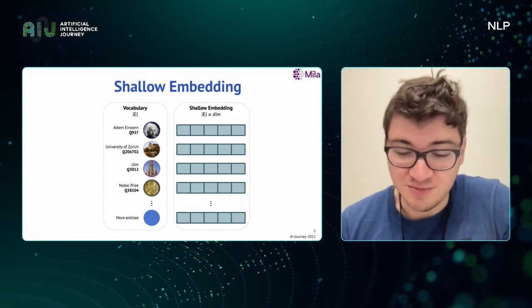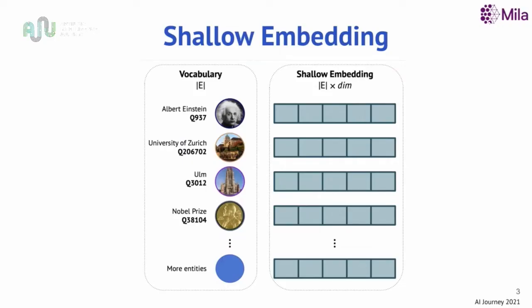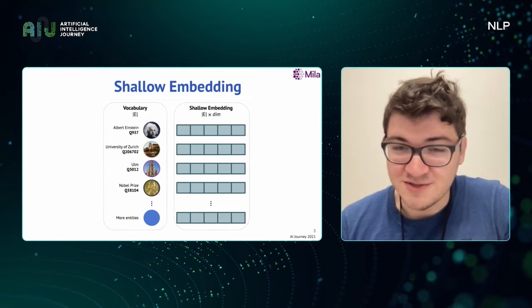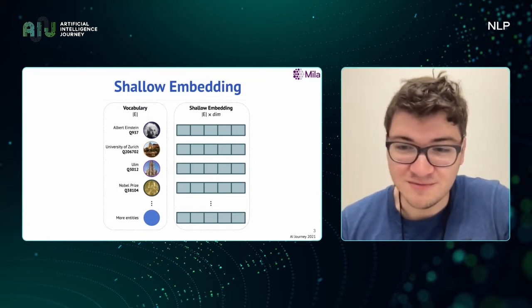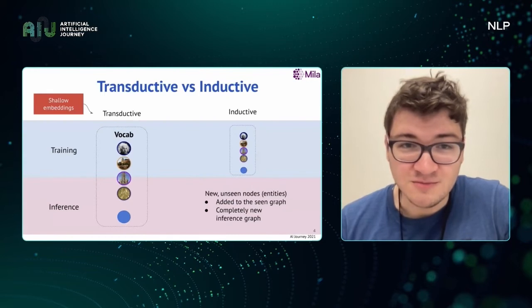Now, let me tell you more about shallow embedding tables. This is the paradigm where each node is assigned an independent vector. So, if we have a certain vocabulary or number of nodes, each node, each entity, is assigned a vector. In the graph, we have a shallow embedding tensor, which is the size of the embedding dimension times the number of nodes.